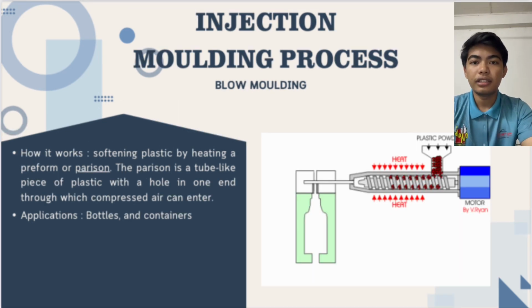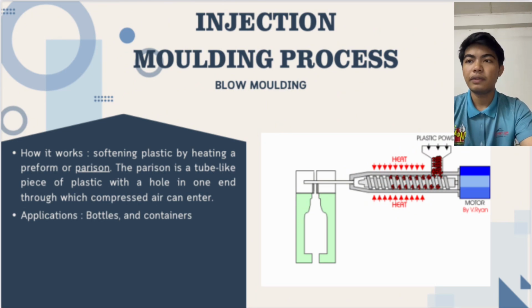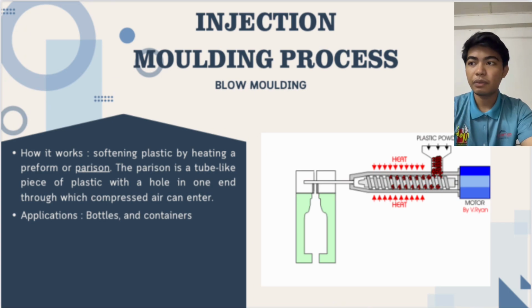And the second is blow molding. How it works: softening plastic by heating to form a preform. The preform is a tube-like piece of plastic with a hole in one end through which compressed air can enter. Application is bottle and container.